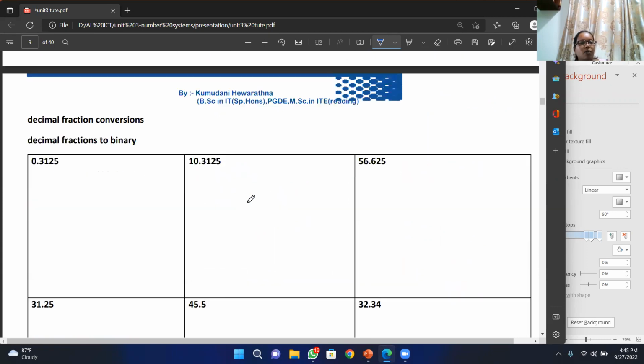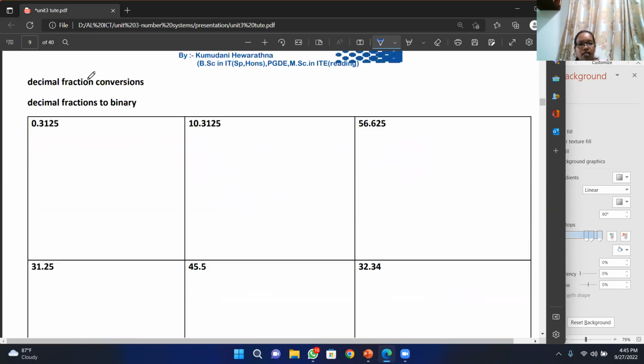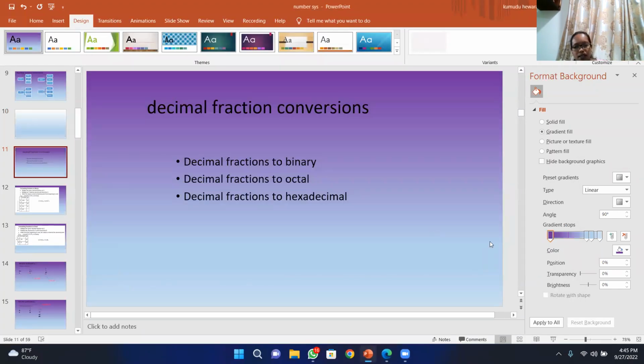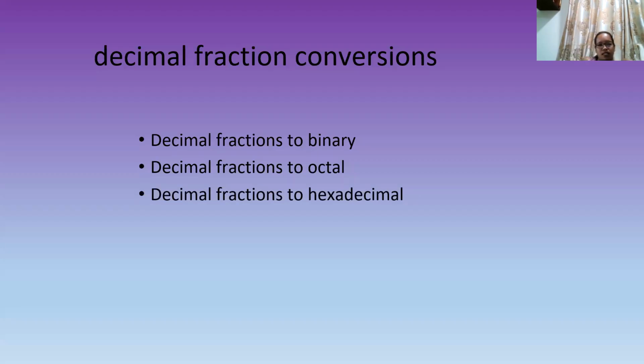Right. Then we move on to the fraction conversion part. Still, we discussed only the whole number conversions now. Now we will see how the fractions are converted into the binary, octal, and hexadecimal. That part you have not done in O level, I think. That is somewhat different, right? The way the procedure is a little bit different here, right? How to convert decimal fraction values into binary, then how to convert into octal and into hexadecimal.